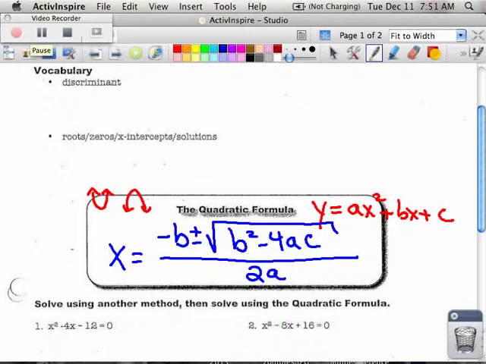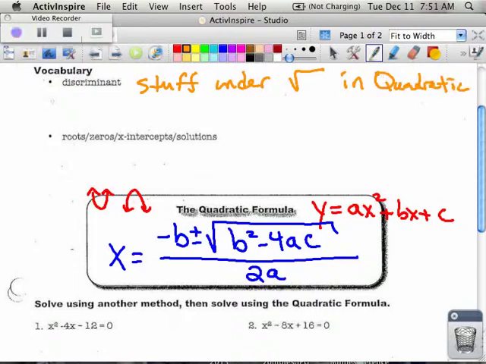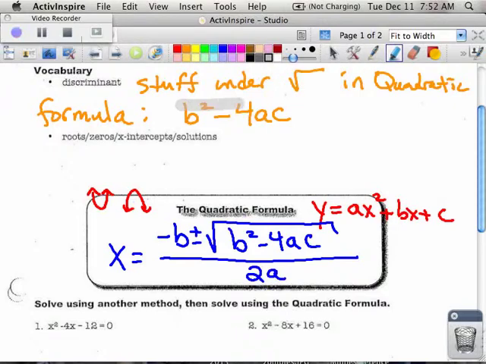When we use the quadratic formula, we talk about something called the discriminant. Now the discriminant, when you look at it, has a certain expression, and it's really the stuff under the square root in the quadratic formula. Specifically, it is b squared minus 4 times a times c. This is the discriminant.